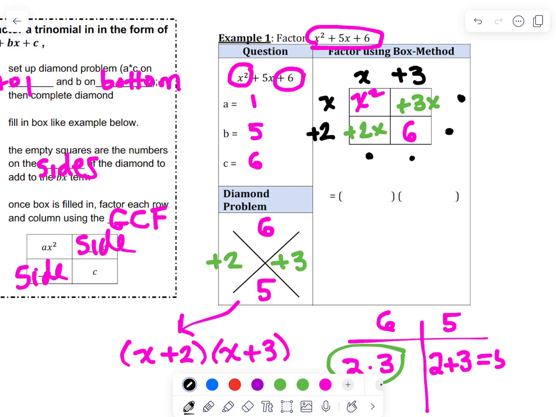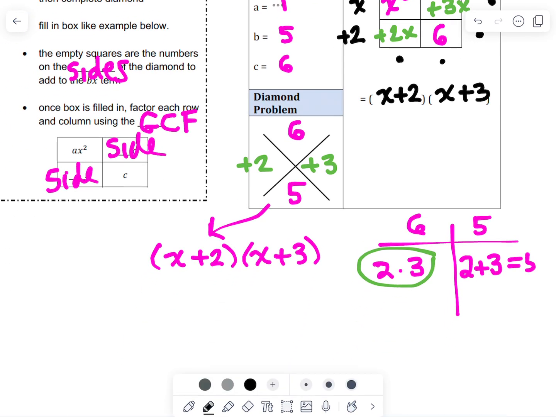So now what's outside the boxes are your factors. x plus 2, x plus 3. Notice we get the same thing as down here. All right, let's go ahead and do another one.